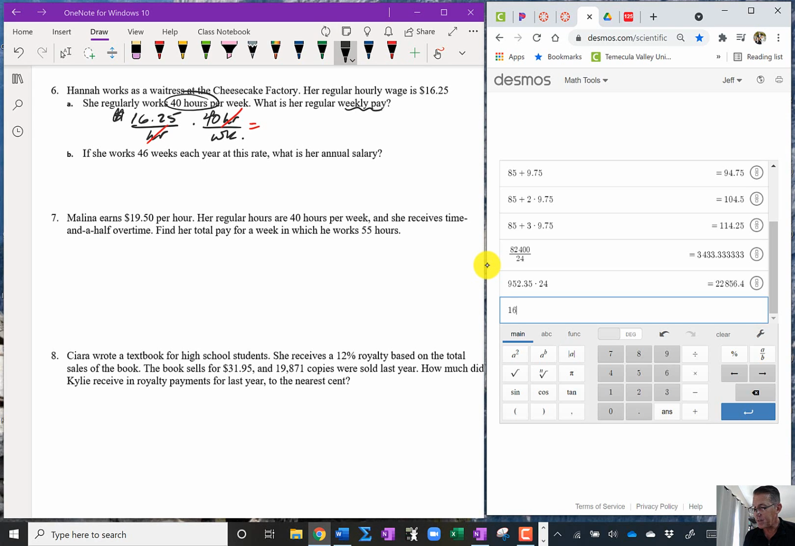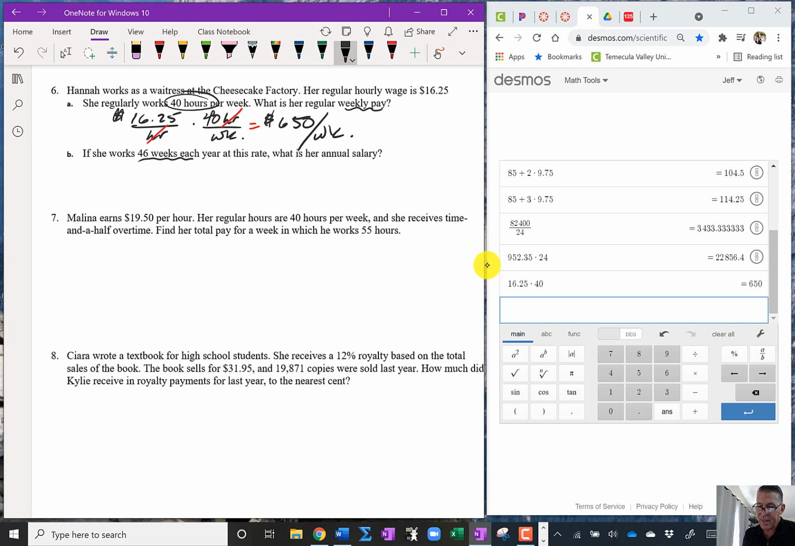So what we want to do is take $16.25 and multiply it by 40, the number of hours you work per week. In this case, you make $640, or $650, excuse me, per week. Okay, this is weekly pay.